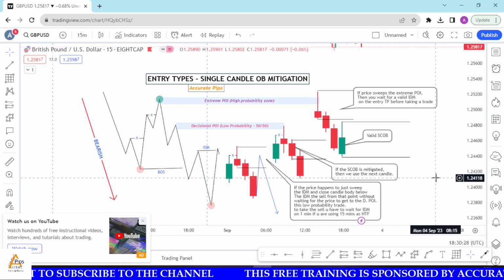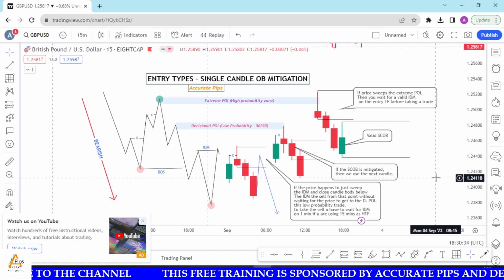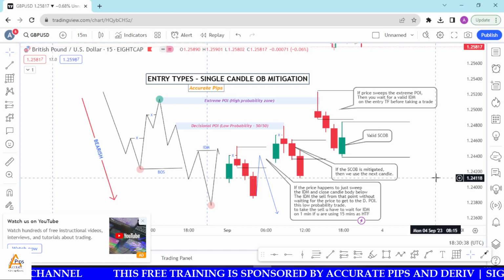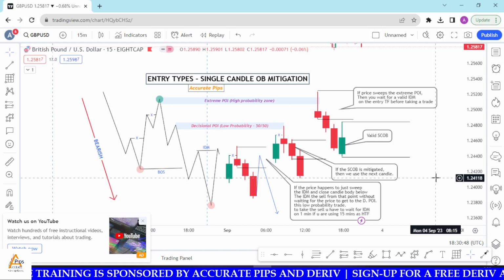Yeah. Please, my question is, in an instance where it taps into the decisional point of interest, we have that zone already. So when it taps in, do we just enter the trade right away, or do we wait for the OB to form and then wait for another inducement before we can enter the trade?